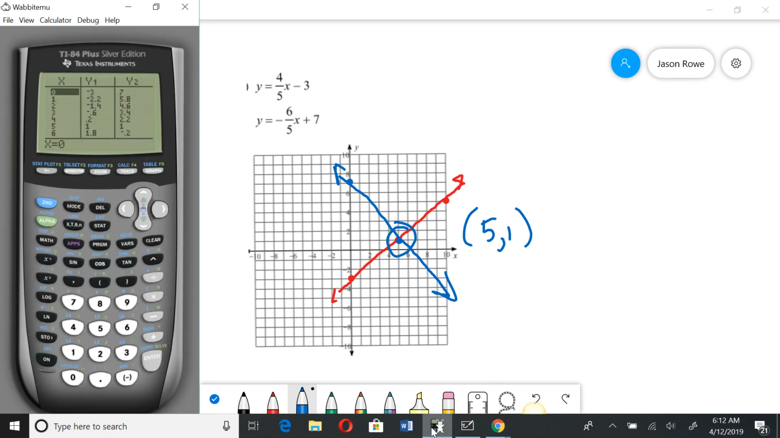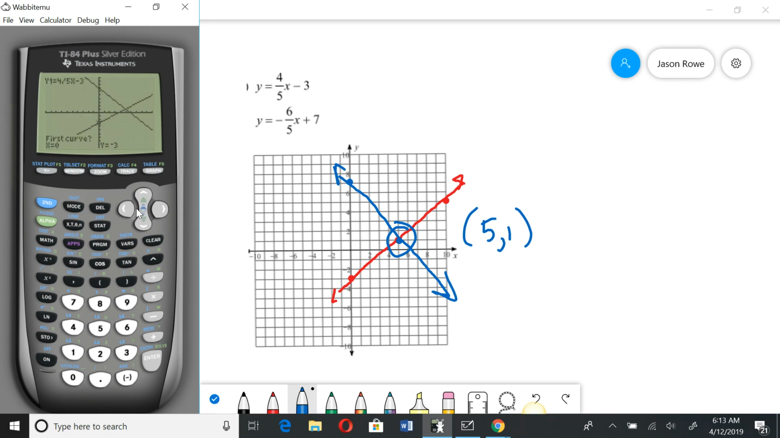So now, what if it wasn't a good point? What if that wasn't a lattice point, as we call it? How do I find the solution without finding that point of intersection like that? I can tell the calculator to find the point of intersection for me. To do that, I'm going to calculate something. So here's a calculation function right here. I'm going to hit 2nd Trace, and then what I'm looking for is the intersection of these two lines. So that's option 5 right here.